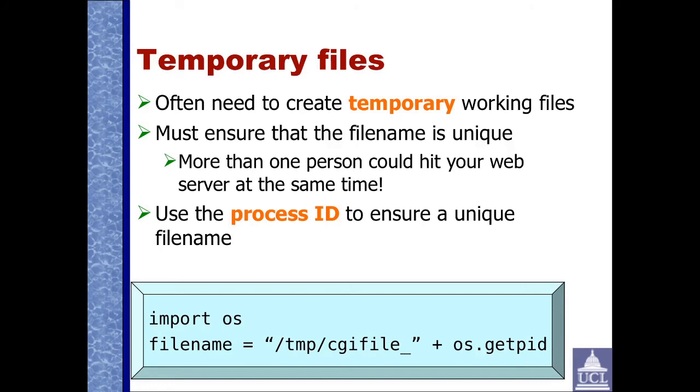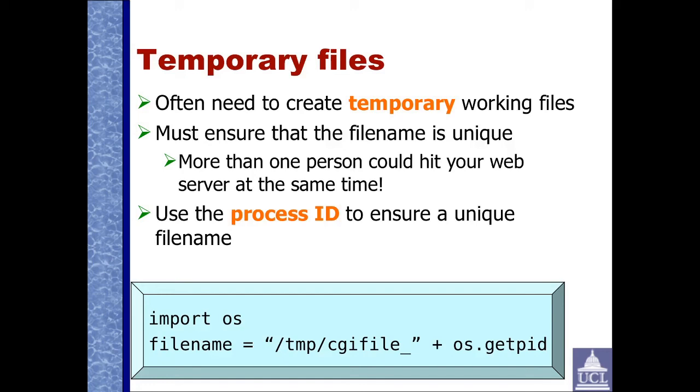We often need to create temporary working files. And one of the problems here is that you have to remember that several people could be accessing your web server at the same time, and therefore you must ensure that any temporary files you create have unique file names. One way of doing that is to ensure that the process ID is appended to the file name.